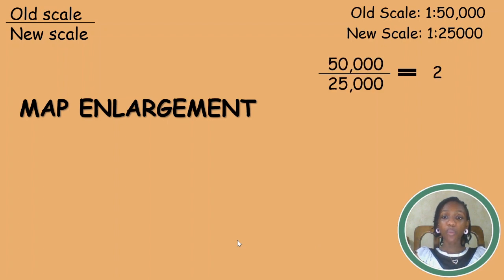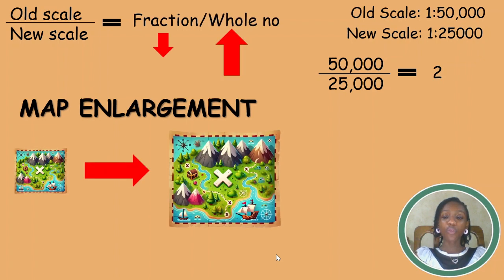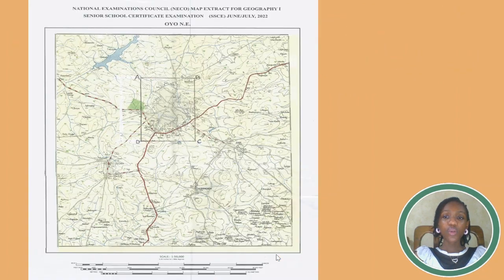Since we got a whole number, that proves that we are going to enlarge box ABCD by a factor of 2. Recall that a fraction would mean map reduction, while a whole number would mean map enlargement. So now that we know the factor our map is going to be increased by, let's go get the measurement of box ABCD. On taking the measurements from the map, we have 10 centimeters by 6 centimeters. And so box ABCD is a rectangle.